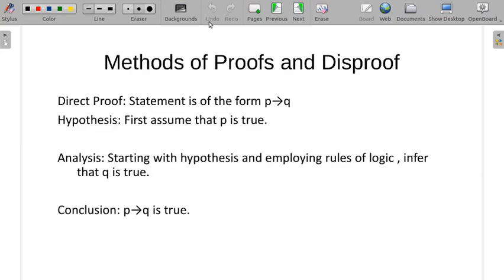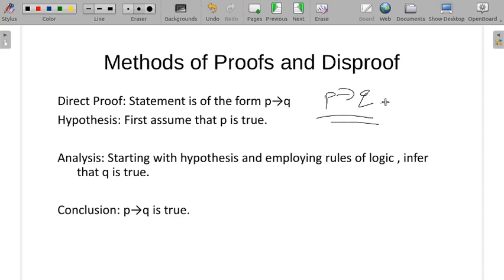Methods of proof and disproof. We have a conditional P conditional Q. So what are the methods to prove the statement P conditional Q? Or what are the methods we have to disprove mathematically the conditional P conditional Q? That's what we are trying to learn in this session.